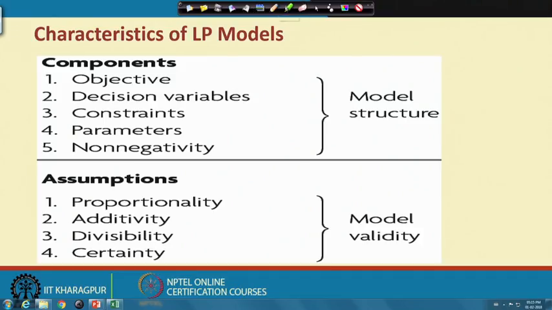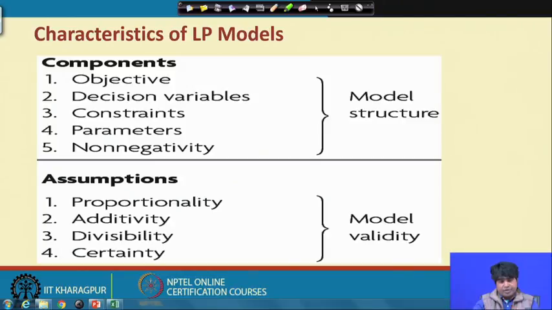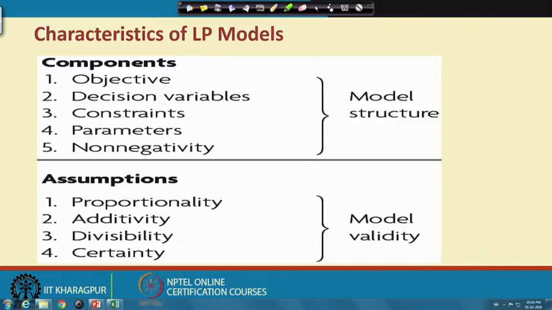So, here the structure is like this. There are 5 components in the LP structure: the objective, decision variables, constraints, and the parameters which we have already highlighted here: C1, C2, A1,1, A1,2, A2,1, A2,2, and B1, B2. The decision variables are x1 and x2, and then the constraints are the first constraint and the second constraint, and the non-negativity. That is what we can call the model structure.